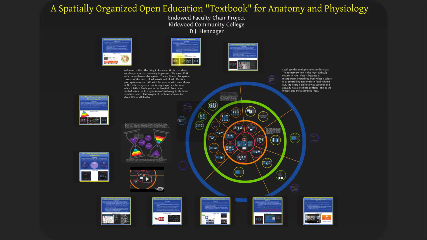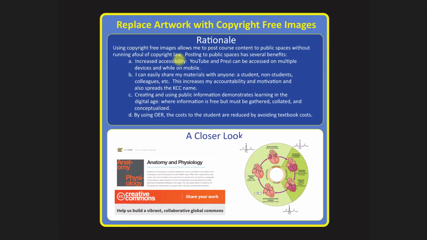Again, the blue boxes around the outside are there just for this presentation and outline what I think are the benefits of this spatial textbook. The first step in this process, and honestly one of the most limiting factors, was using copyright-free images. So the first thing I needed to do was replace all the artwork in the anatomy and physiology slides that I would normally use with copyright-free images.